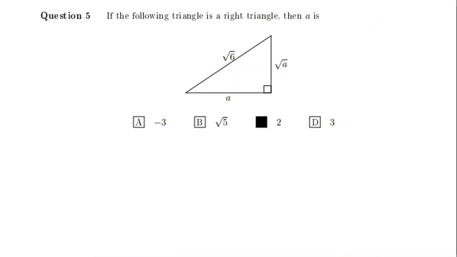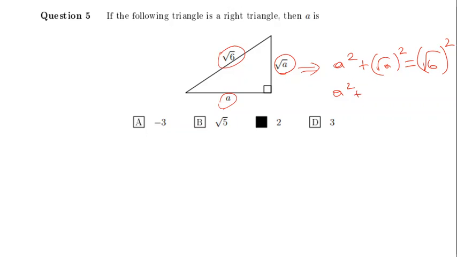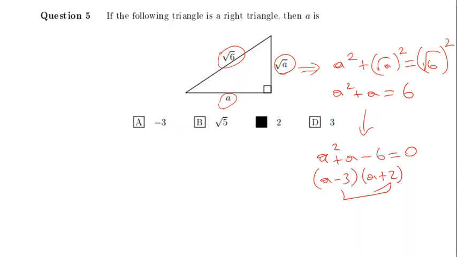Now, if the following triangle is a right triangle, then a is, in the right triangle, we have the Pythagorean theorem. The Pythagorean theorem says the sum of the squares of this side and this side should be equal to the square of the hypotenuse, which is 6. So a squared plus a is equal to 6. Now we have a squared plus a minus 6 equal to 0, and this might give you minus 3 and then plus 2. Is it so?